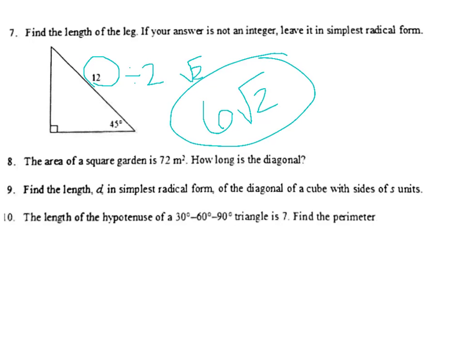If you do not remember these simple tricks, you can always use trigonometry. You could just say that you need to find x, which is one of the sides, using the angle 45 and the hypotenuse. So for question number 8, I'm going to sketch a picture here. It's talking about a square garden. So I'm going to draw my square garden with area 72 meters squared.